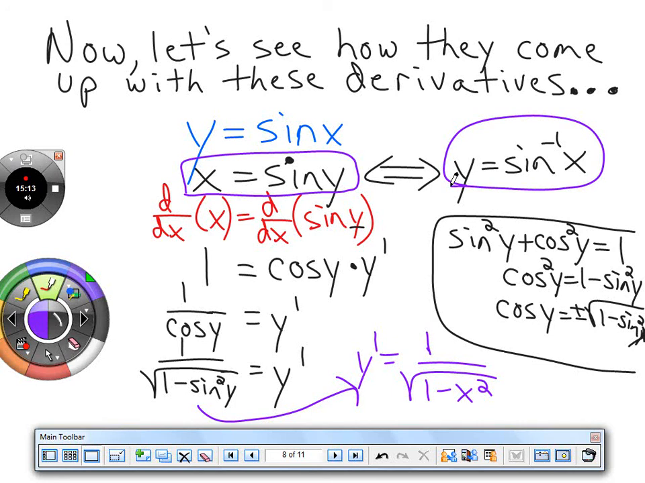Okay, so it kind of just gives you an idea of where that comes from. Tomorrow we'll work these out in class, and we should be good. All right.